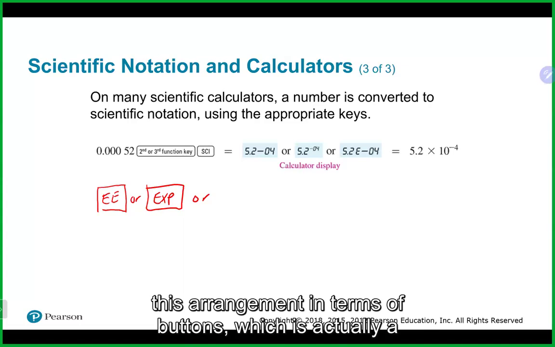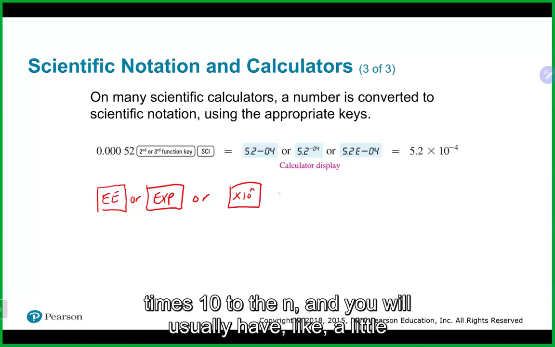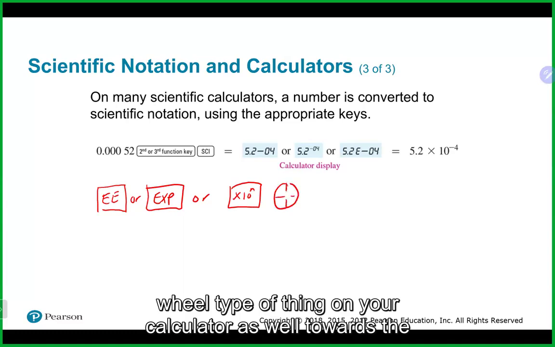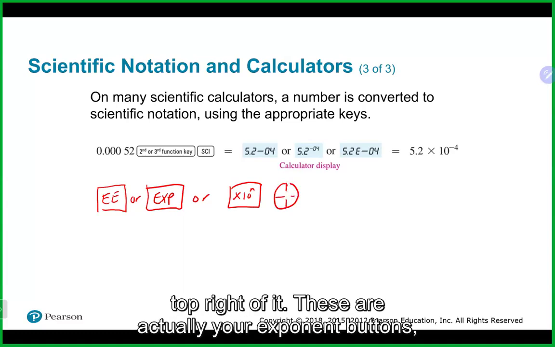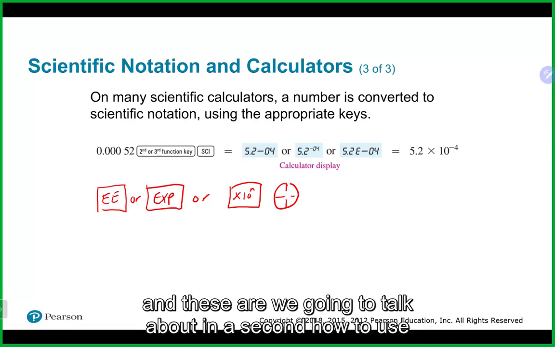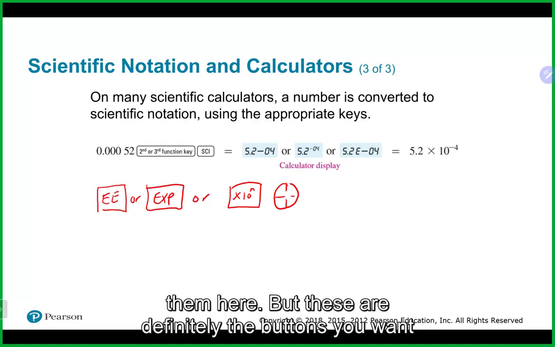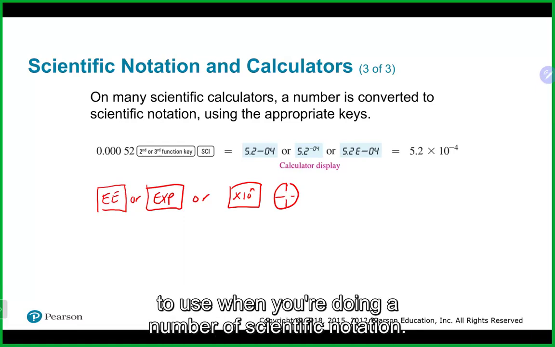You might have this arrangement in terms of buttons, which is actually a times 10 to the n. And you will usually have a little wheel type of thing on your calculator as well towards the top right of it. These are actually your exponent buttons. And these we're going to talk about in a second, how to use them here. But these are definitely the buttons you want to use when you're doing a number in scientific notation.